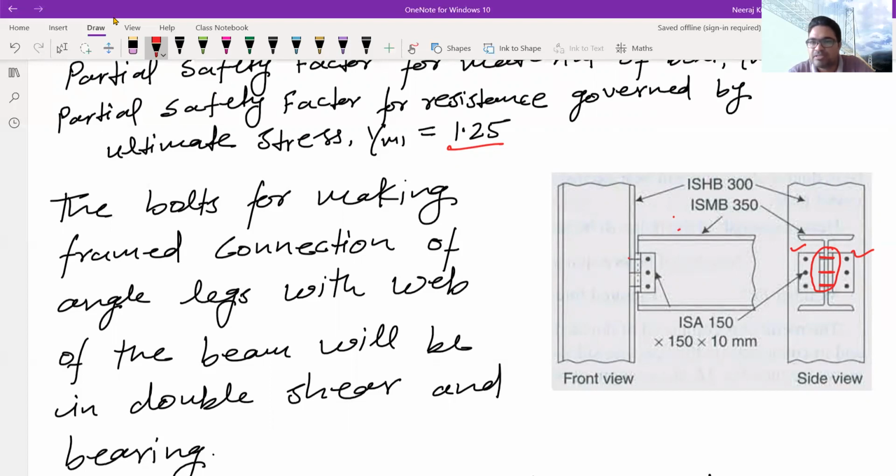I have already shown you. I'm making an enlarged version. This is the web, this is the angle, and this one is the angle from the other side. So the bolt will be like this. Now one shear plane will be here and the other shear plane will be here. That is why it is said to be in double shear.